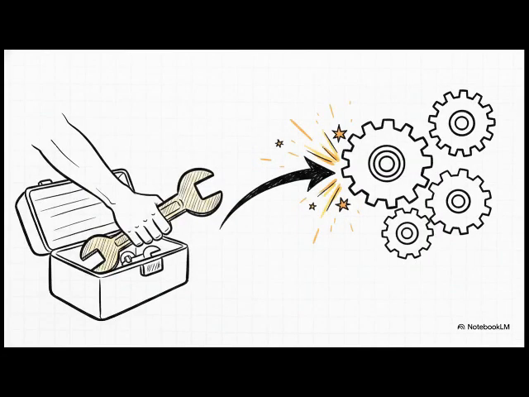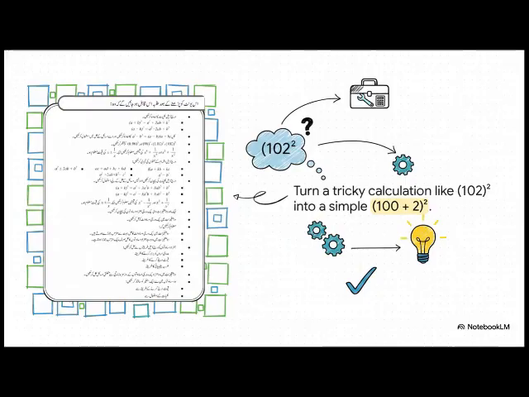Okay, theory is one thing, but tools are made for doing, right? So let's put this one to work. We're going to see some real magic happen. Just look at this. Trying to figure out 102 squared in your head? That's tough. But what if we're clever about it? What if we see 102 as just 100 plus 2?